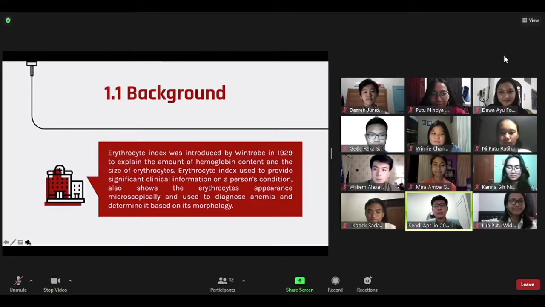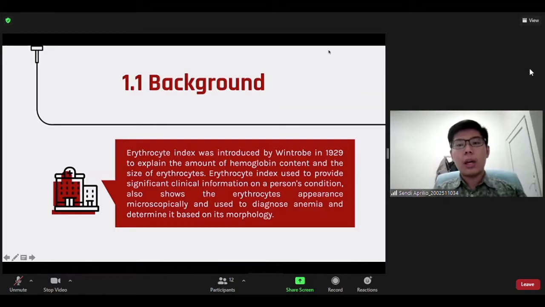My name is Sandy and I will explain the background. Erythrocytes as a component of blood have some characteristics such as containing hemoglobin. Hemoglobin has a function as a transporting agent of oxygen and carbon dioxide. Therefore, hemoglobin is very important because if the level is dropping, the body's function will be disturbed.